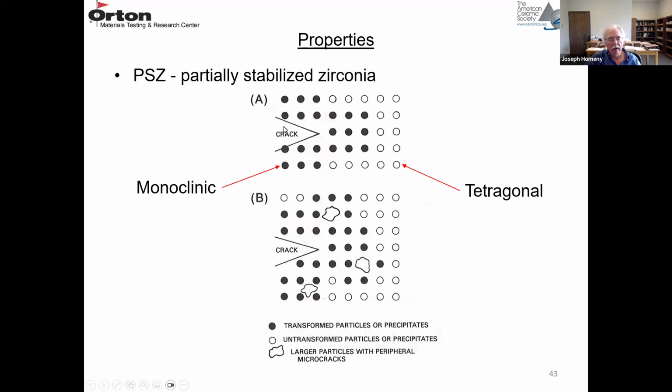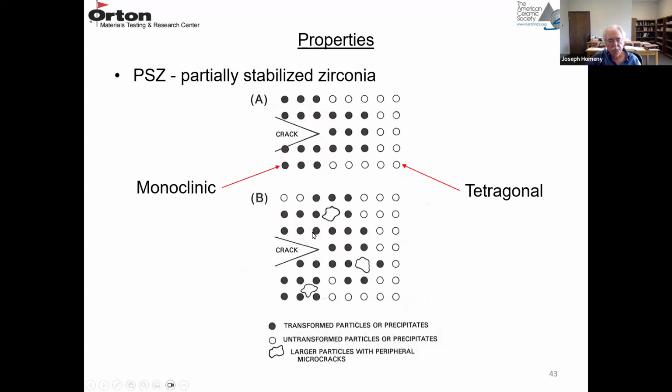So around this crack tip is this highly stressed area, the frontal process zone. Right in the vicinity of the crack tip, these black circles are the transformed monoclinic phase. Away from the process zone, they're still tetragonal, the open circles. So the transformation here, the volume increase, basically puts a compressive stress on this crack and stops it.